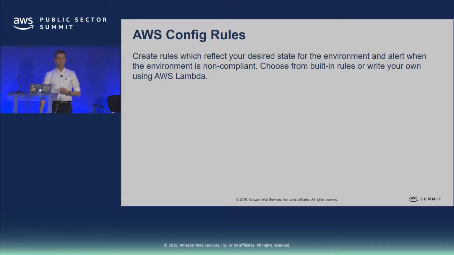Config Rules allows you to create rules which reflect the desired state for the environment and then alert when those change. So you can choose from built-in rules, which I'll demonstrate in a moment, or write your own using AWS Lambda.